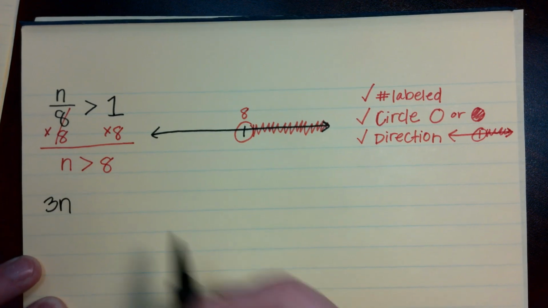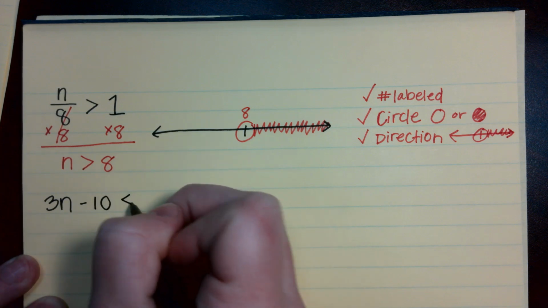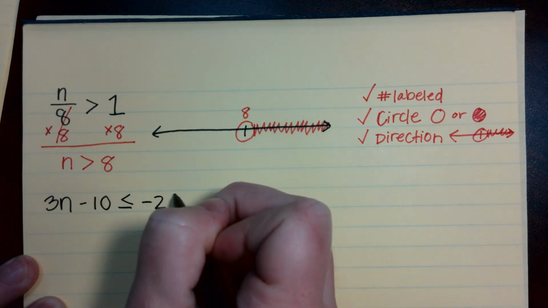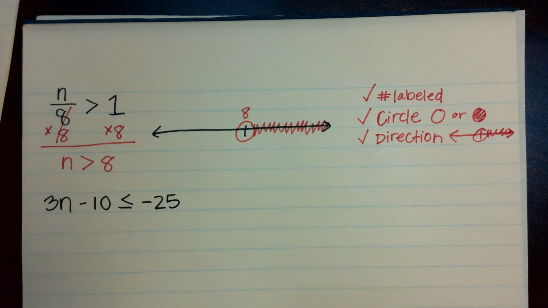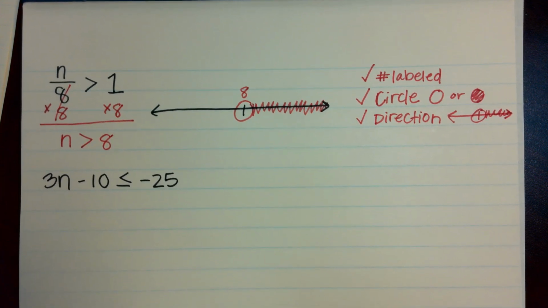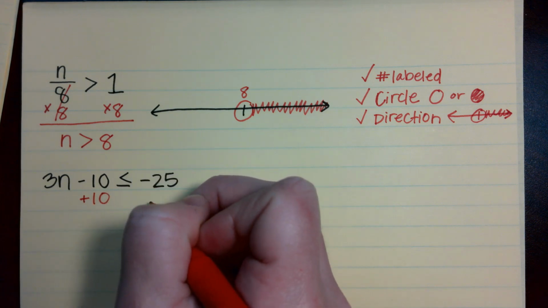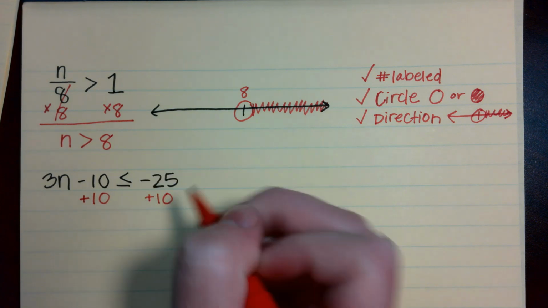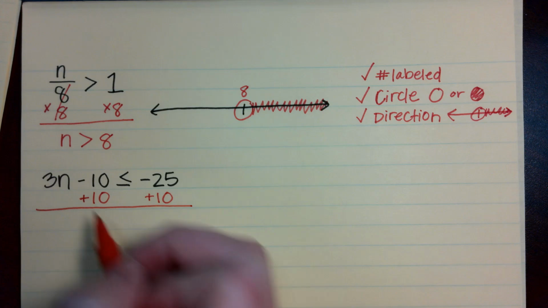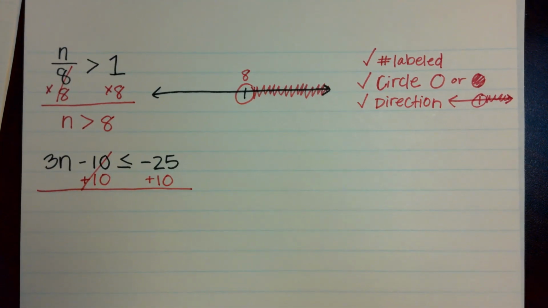I've got 3 times n minus 10 is less than or equal to negative 25. What's our first step? Add 10. Good. We're doing our order of operations kind of backwards here. So we can do that to both sides. What happens next? Bring it down.